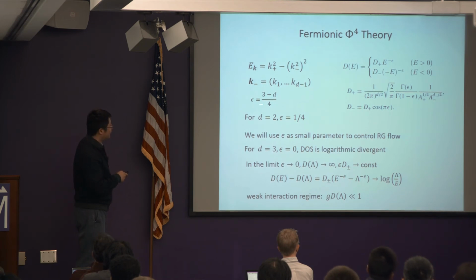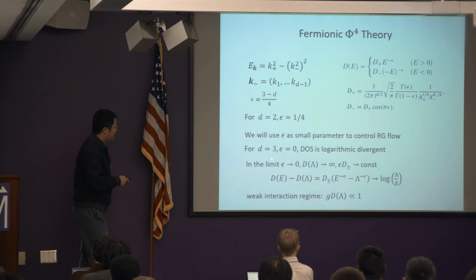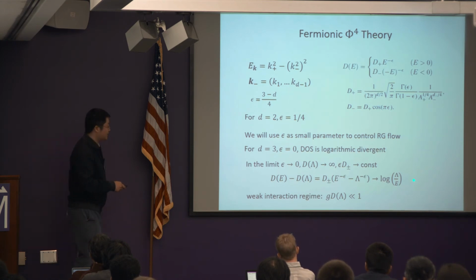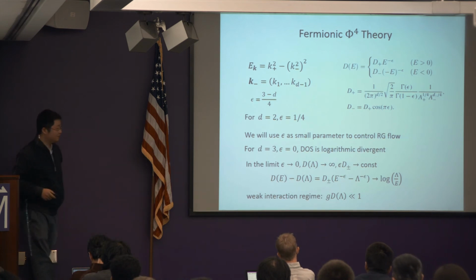But we are going to treat epsilon as a small parameter, which means that we are looking at dimensions slightly below 3 dimensions. Also, for people interested in these technical parts, in the limit epsilon goes to 0, the power law divergent density of states actually turns into a logarithmically divergent density of states. I can say more about this later if you're interested.